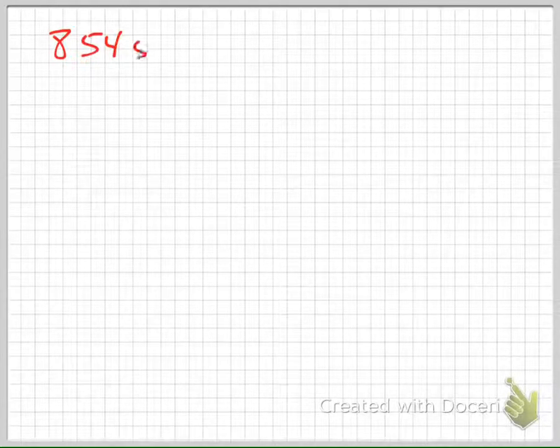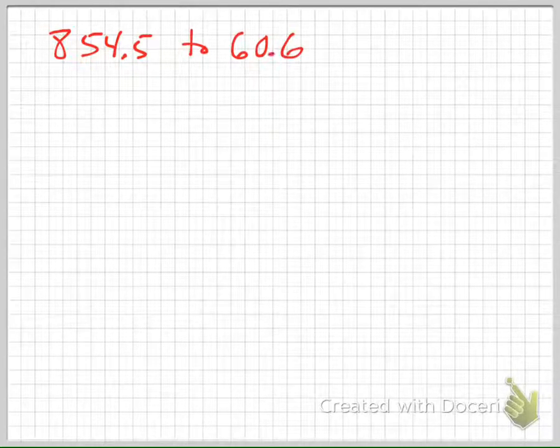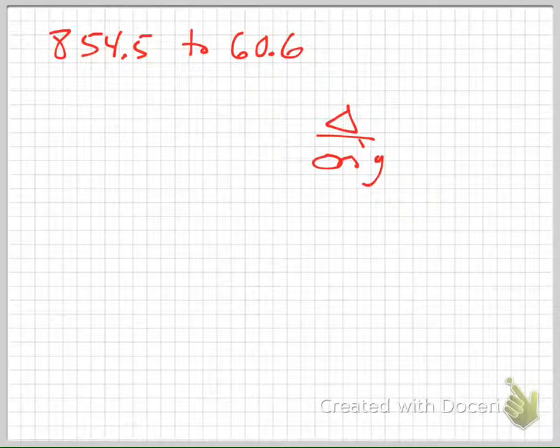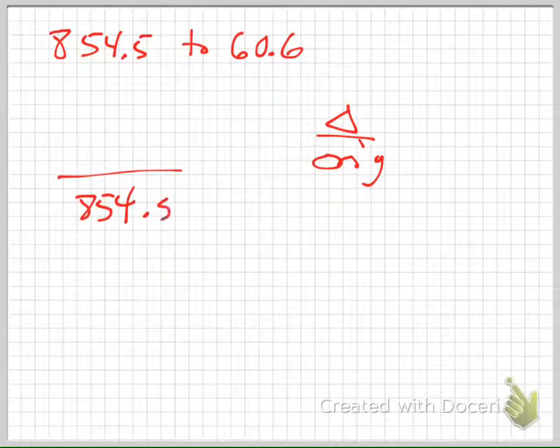Try another one. Round to the nearest tenth of a percent for me. 854.5 to 60.6. Shouldn't matter. You're using a calculator. Okay, here we go. What's the formula? What's the rule? Change over the original. You guys should all know that. The original amount is 854.5. Now, how do I find the change? Since your calculator's right there, I would use it, but you don't have to if you wanted to write it out.